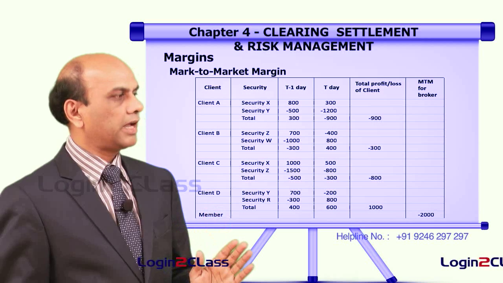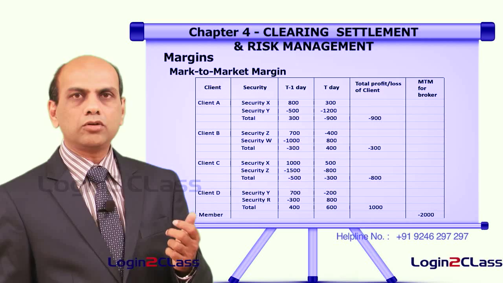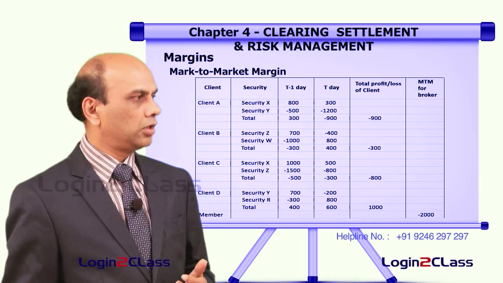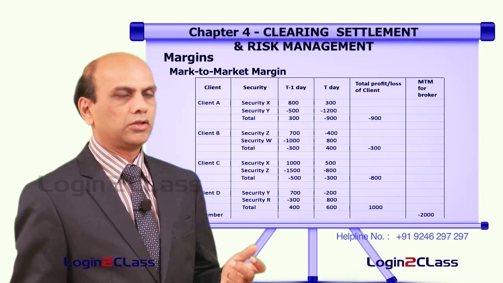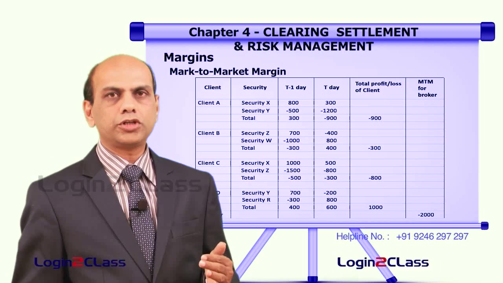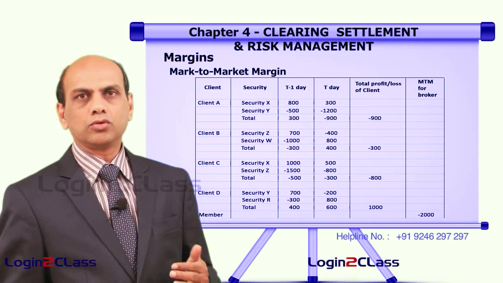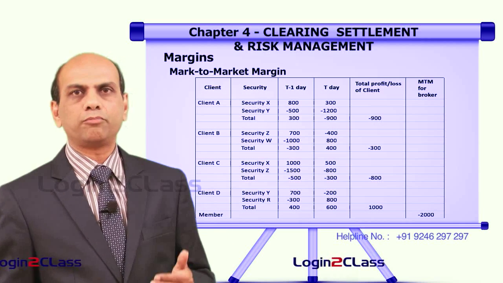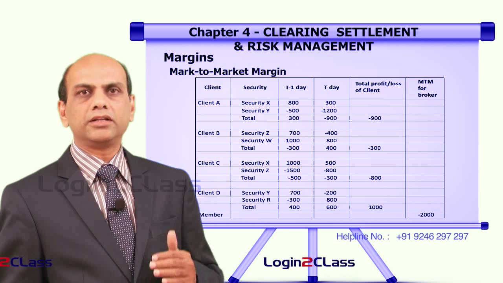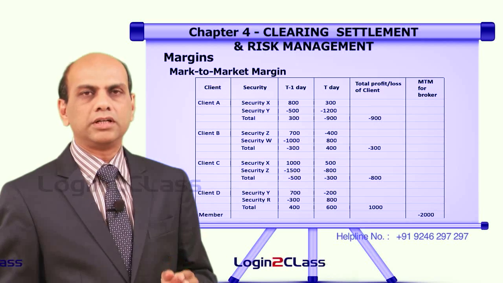Now for the same client, if we go to the next day, that is T day, on security X, 500 is the profit on his position and minus 800 is the loss on security Z. So if I take the net position of this particular client, it comes to minus 300. That means he has gone into a further loss of minus 300 on the following day also. So this minus 300 he needs to once again pay the following day after T day.